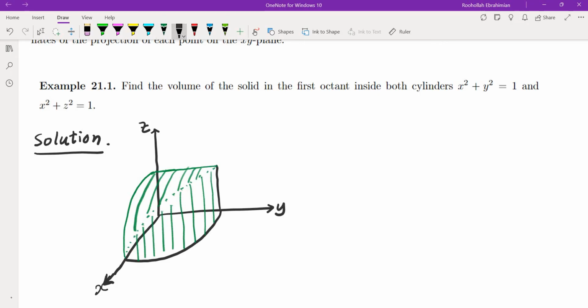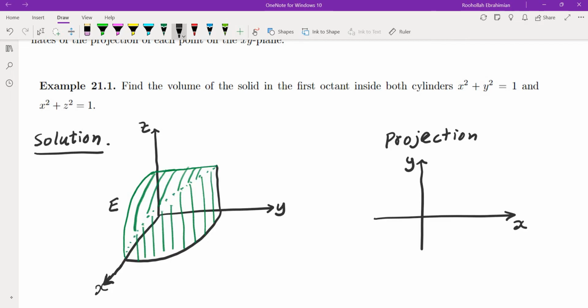In order to write down the volume of this, we'll have to relate the volume with a triple integral, and then we'll have to evaluate that triple integral. So let's say this solid is E. Let's look at the projection onto the xy plane. Well, the projection onto the xy plane is a quarter of a circle. The radius was 1, so it's a quarter of a unit circle centered at the origin. So this is the projection.